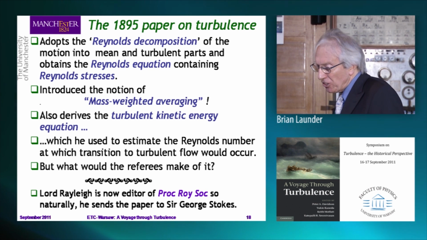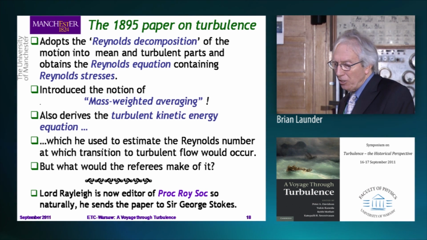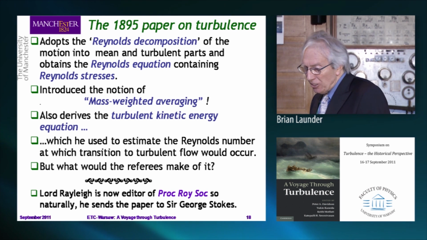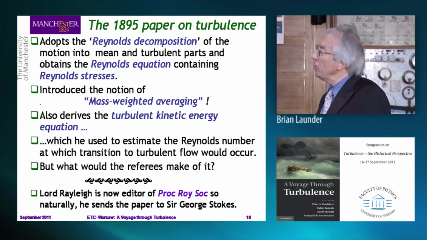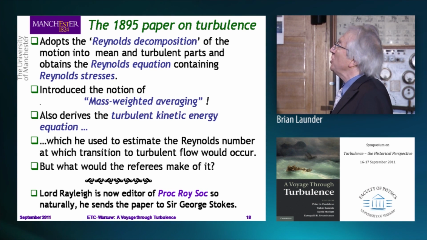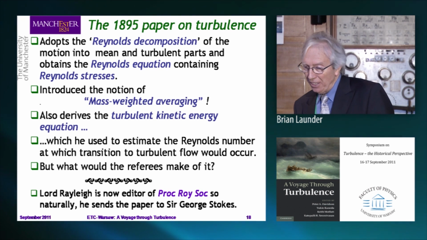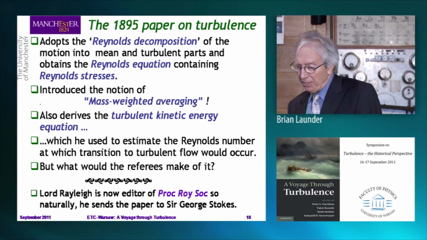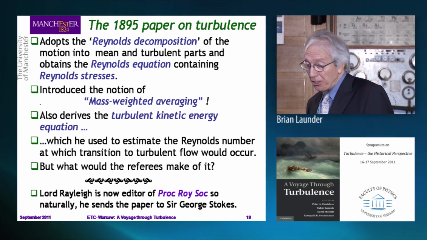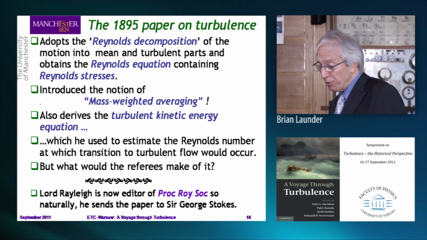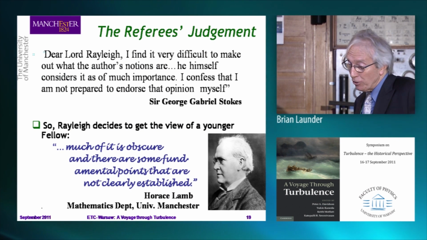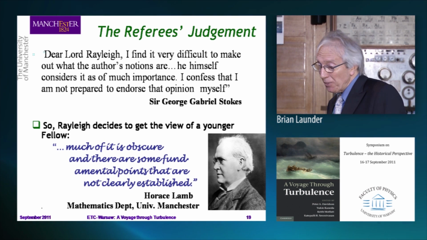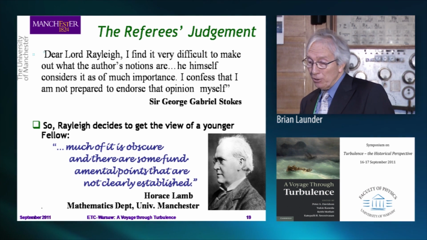Well, Reynolds actually used the turbulent kinetic energy equation to work out when it was that the energy generation rate exceeded the viscous dissipation rate. It went off to referees, and Lord Rayleigh had now become the editor of Proceedings of the Royal Society. He sent the paper to Sir George Gabriel Stokes.